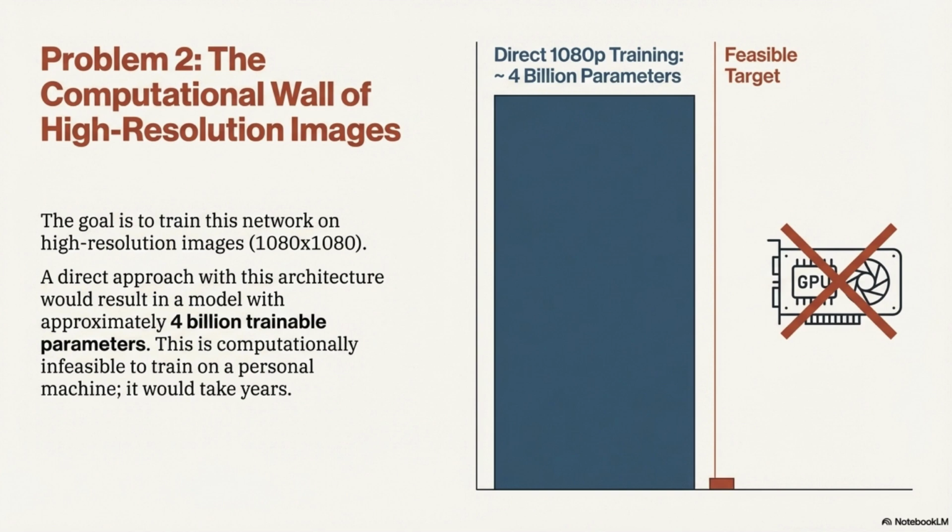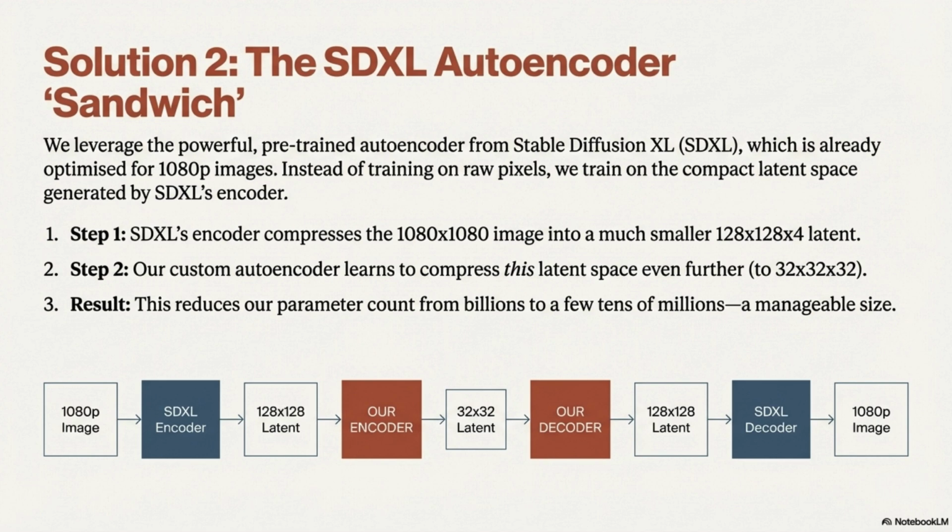They found a workaround using an open-source model, the Stable Diffusion XL autoencoder. And this is what they call the sandwich technique. That's the one. Okay, you have to break down the sandwich for us. How did that solve the 4 billion parameter problem?